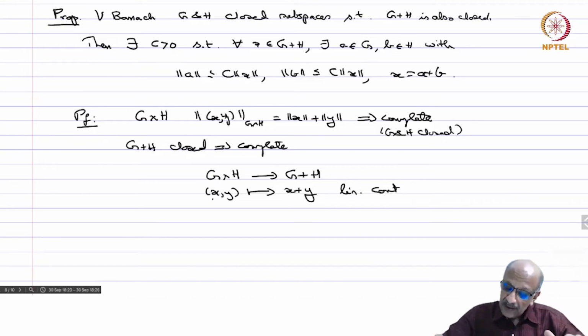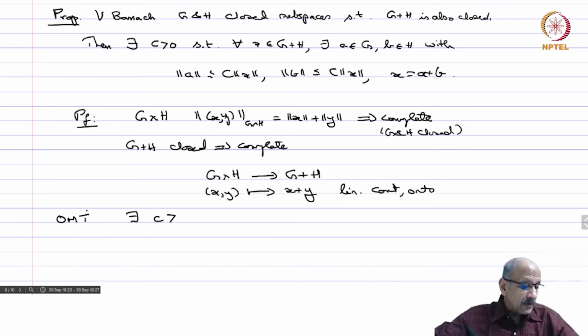Norm of x plus y is less than or equal to norm x plus norm y, which is the norm of (x, y), and therefore this is linear, continuous, and above all it is onto, because every element of G plus H can be written as a sum of one in G, one in H, and therefore this map is linear, continuous, and onto. So then there exists a C by the open mapping theorem. So this is the open mapping theorem.